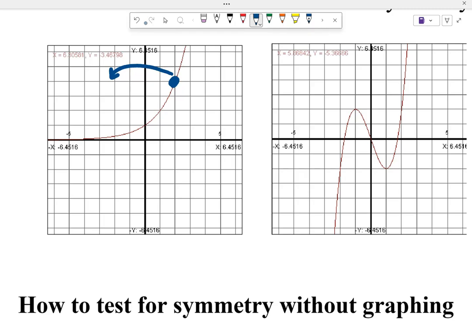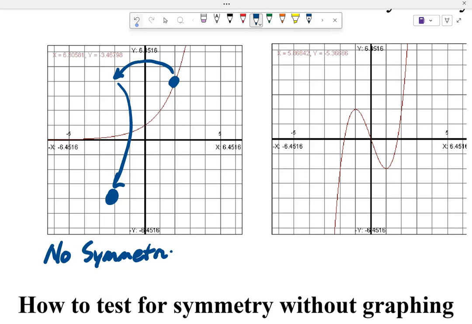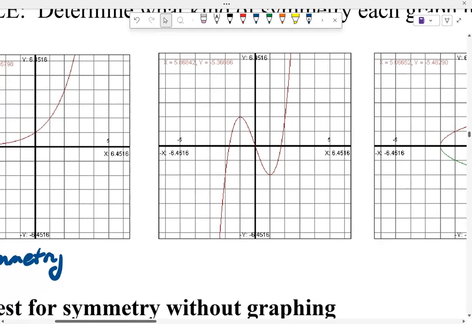And finally, is it symmetric with respect to the origin? Well, if it's symmetric with respect to the origin, it flips it here and then here, so it would be down there. Symmetric with respect to the origin is symmetric about both axes. And it's not. So I just say, oh, there's no symmetry for this. It fails all three.